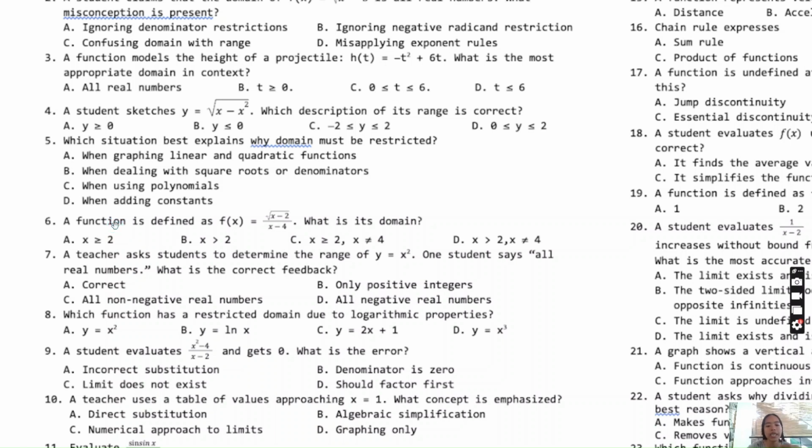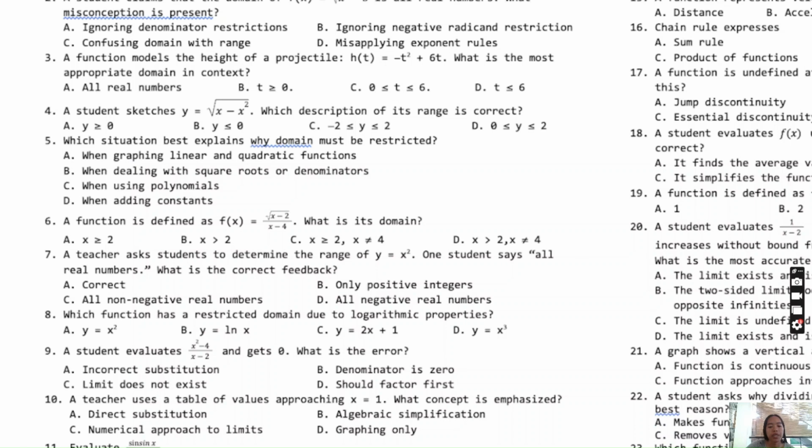So we have now number 4. A student sketches y is equal to the square root of x minus 2. Which description of its range is correct? So the correct answer is letter A. y is greater than or equal to 0.